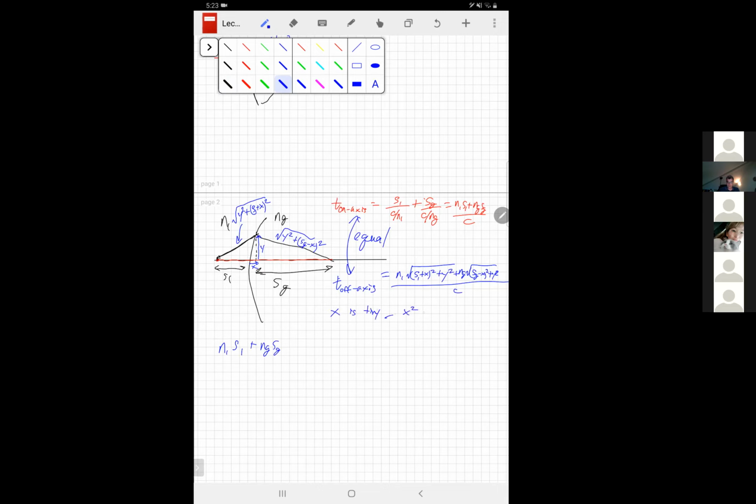So x squared is really tiny. And I'm going to write this as N1 square root of S1 squared plus 2S1 x plus x squared, which gets crossed out, plus y squared, plus NG square root of SG squared minus 2SGx plus x squared, which we can again cross out, plus y squared. Any questions?